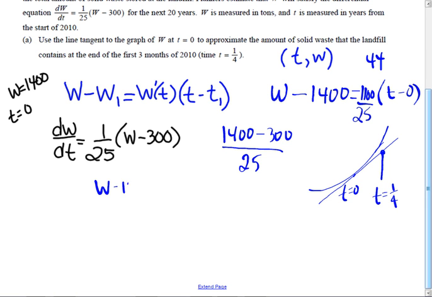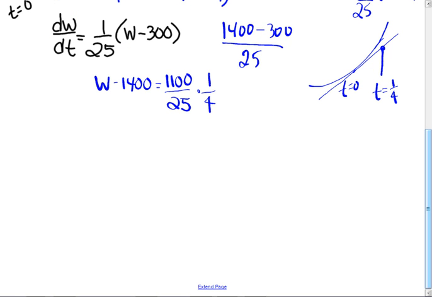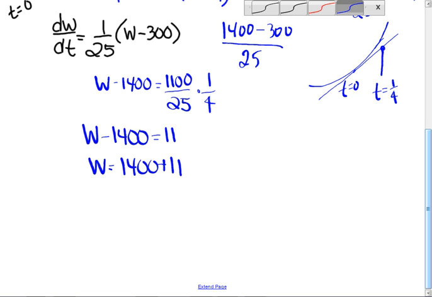So W minus 1400 equals 1100 over 25 times 1/4. But what's 4 times 25? That's 100. So that ends up being 11. See why this is a non-calculator problem? It's 11, and you could write it out 1400 plus 11 if you don't want to add it. It's kind of crazy because it's not hard to add. But now the next question that I should have put in there is, is that an underestimate or overestimate? So find the second derivative. So I have dW/dt, and this is the part that students got wrong.